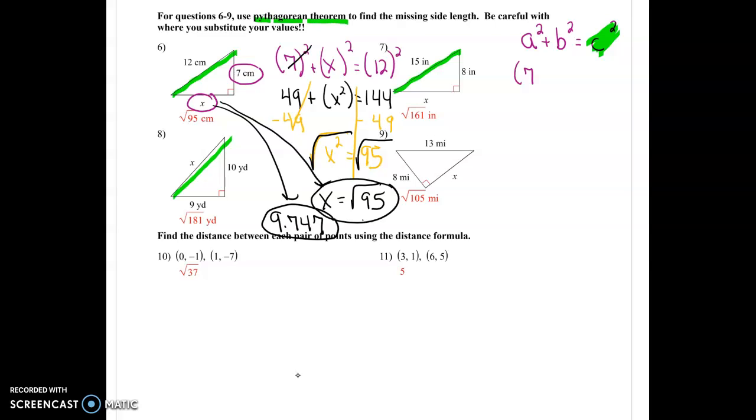All right, I will let you try 7, 8, and 9. Pythagorean theorem should be review for you, but again, just be really careful that you're noting the hypotenuse. On my last two problems, you will specifically be using the distance formula, so just practicing that one more time.